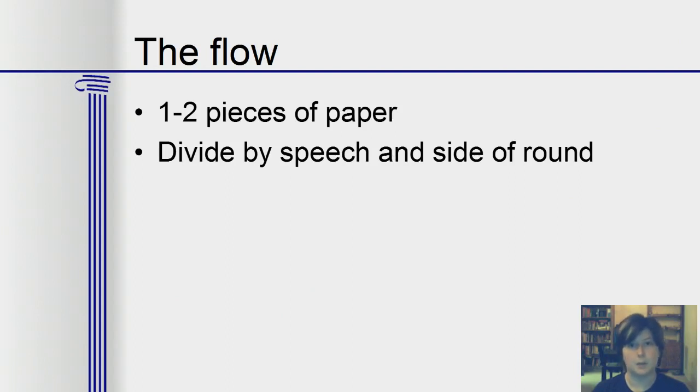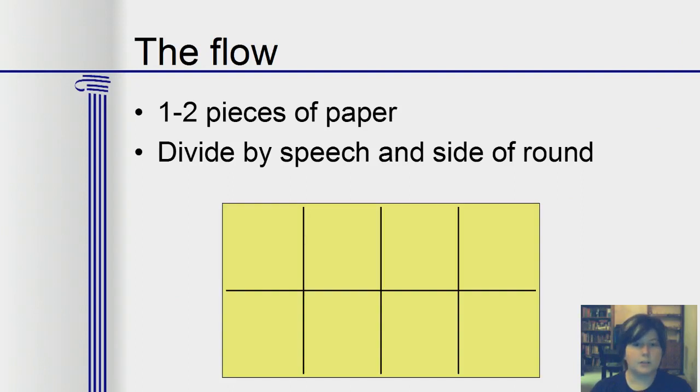Now, by side of the round, I mean, are we talking about the government's independent points or the opposition's independent points? So for a general schematic, I'll show you as though we were taking our notes on one side of one piece of paper. It's yellow and it's longer than it is tall because I've drawn it as though it's a legal pad that's been turned on its side, which a lot of people find is a good method to use. If you were writing on 2 pieces of paper, the top row here would be 1 page and the bottom row would be your 2nd page.